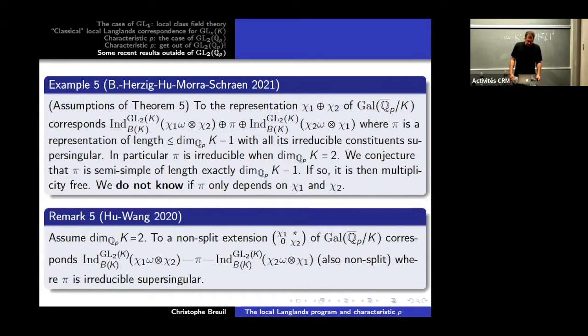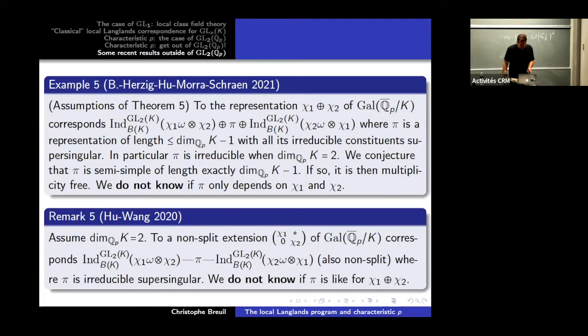Let me mention quickly another result due to Yongquan Hu and Haoran Wang in 2020, but actually they use the method of the previous theorem. They looked at the non-split case, and in the non-split case for the quadratic situation, you find that you have something which is indecomposable, with the pi in the middle. So you have a sub-representation which is a principal series. You have then a non-split extension in your pi, and a non-split extension by the other principal series.